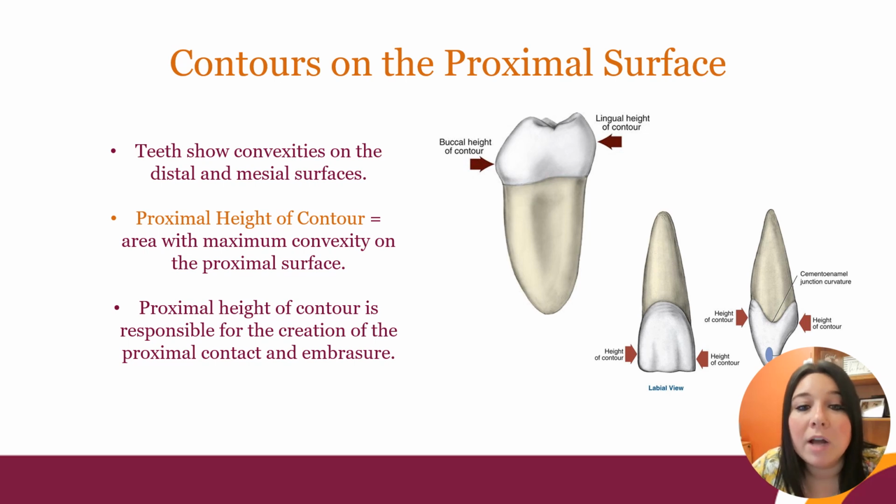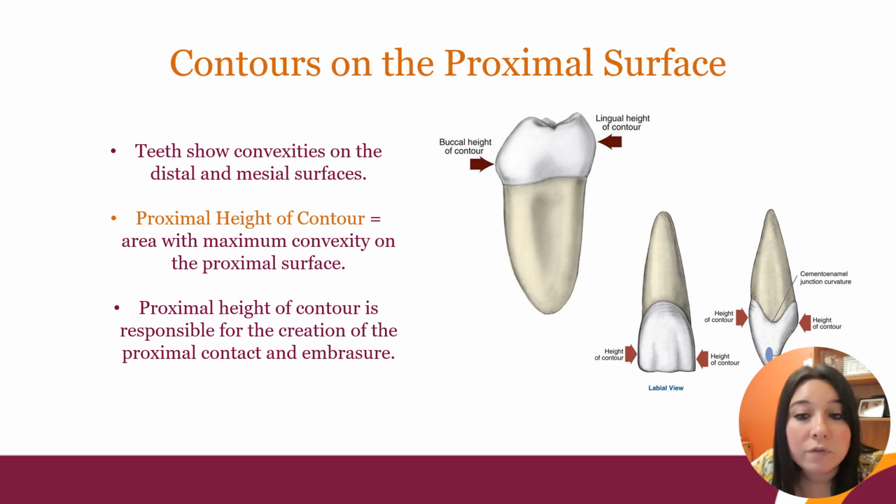The proximal height of contour is responsible for the creation of the proximal contact. So when we floss and you get that snap, that is that proximal height of contour creating that tension. It also creates the embrasure, that triangle area between teeth. An ideal contour between two adjacent teeth is necessary to maintain tooth position and dentition stability. It's going to keep the teeth from moving and shifting.